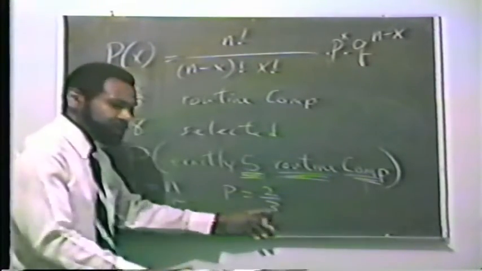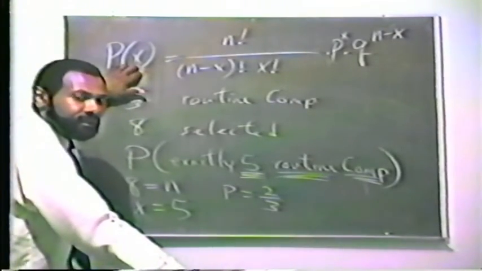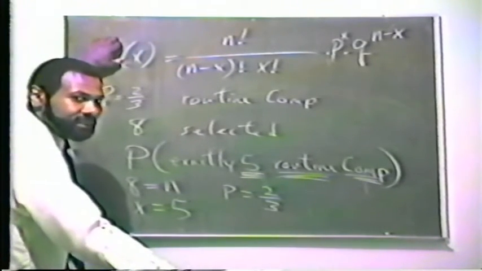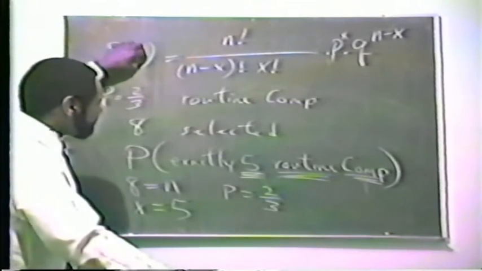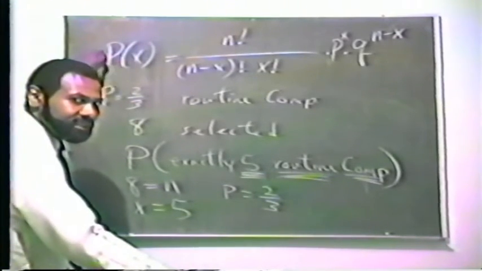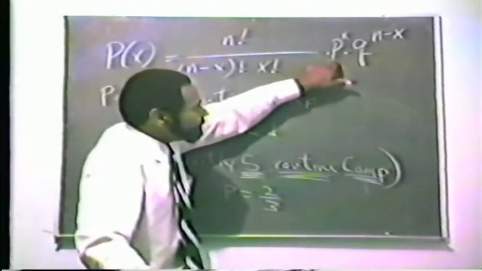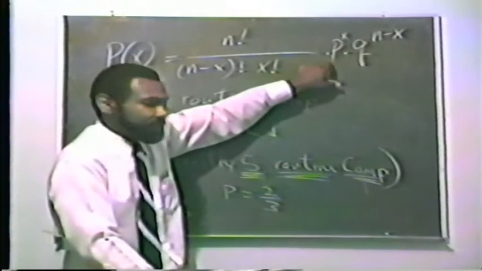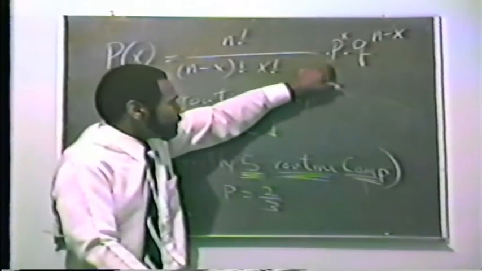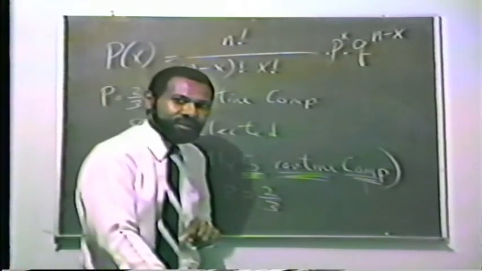The reason I say little p here is because I don't want you to confuse it with this capital P of X here, representing the probability of X, the probability of X successes in N trials. That's the probability that you're looking for. The little p in the formula is the probability of success in a single trial. So that's what we're going to use the 2/3 for.